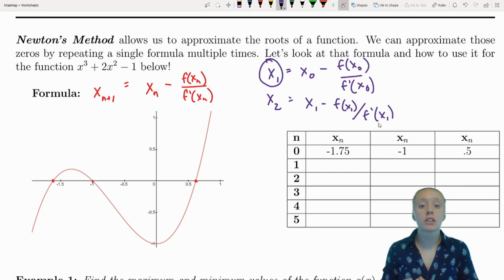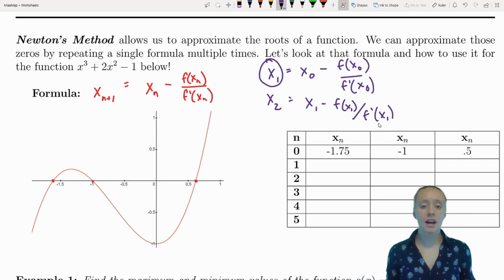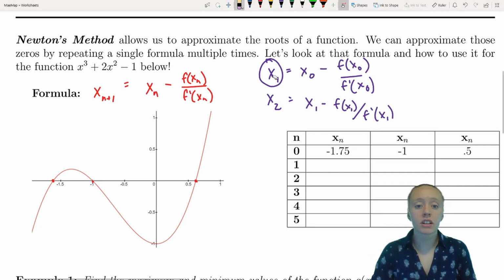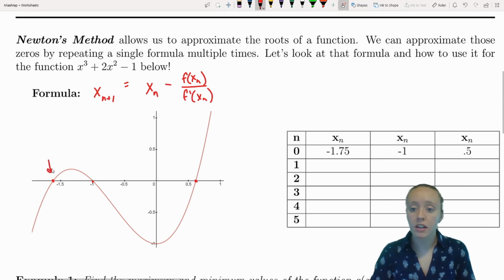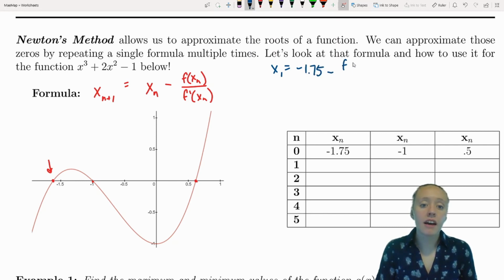So now that we know how to choose a good x sub 0 value, something close to what looks like our root is, we know now that we just repeat the formula, but when do we stop? We stop when the formula starts outputting the same exact value as it previously did. So let's take a look. Let's estimate this first root here. So I'm going to say my starting x sub 0 is negative 1.75. So my x sub 1 is going to be equal to x sub 0, negative 1.75, minus f of negative 1.75 all over f prime of negative 1.75.